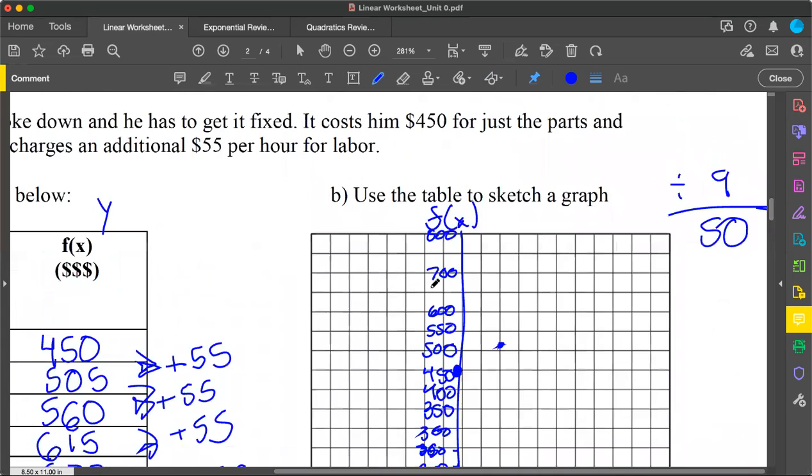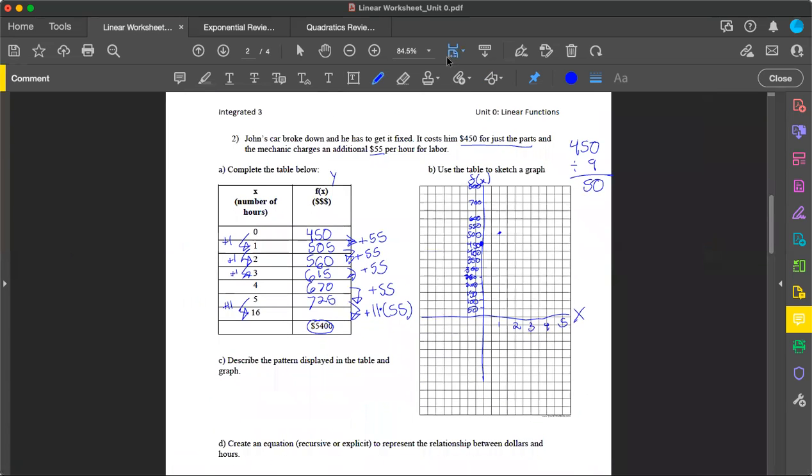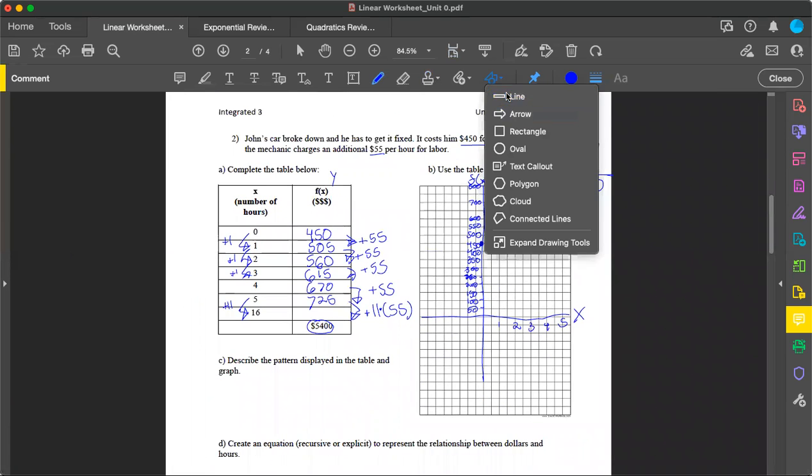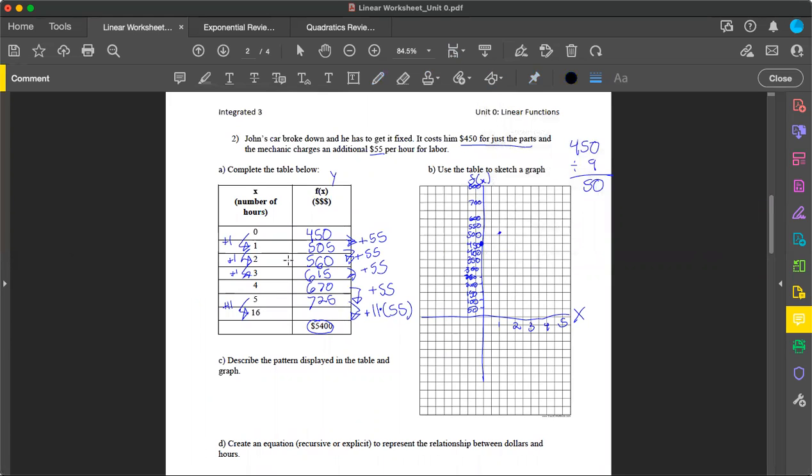But again, we have 2 points. That's the minimum that we need. If you want to do more, go for it. If you're really proud of your graph, keep on graphing more. But in the interest of time, let's just say that it's going to keep going from 450. It's going to cruise through that 505 and it's out of here.